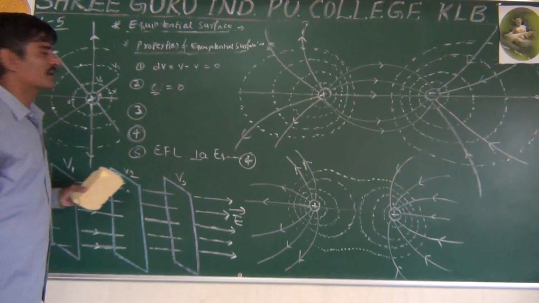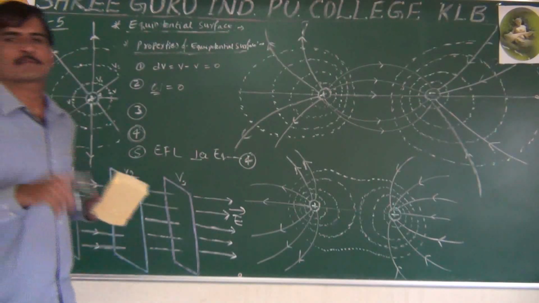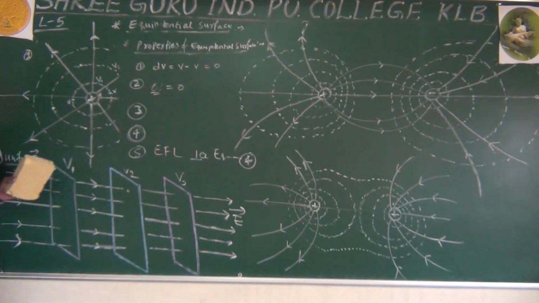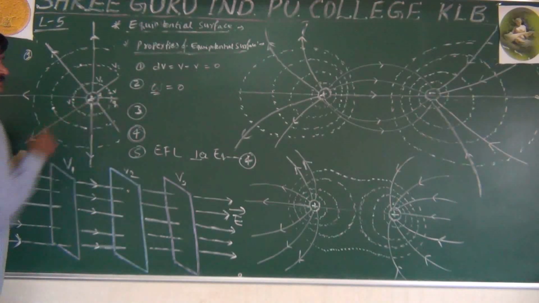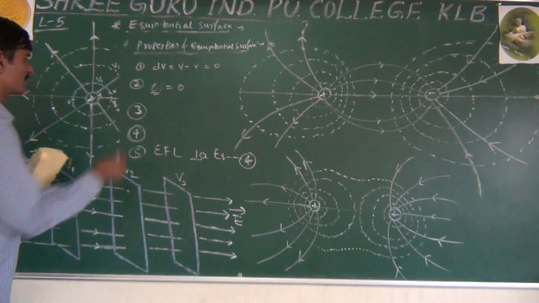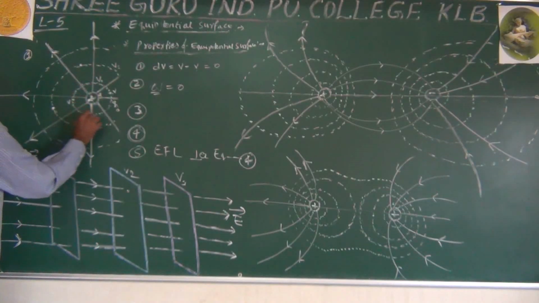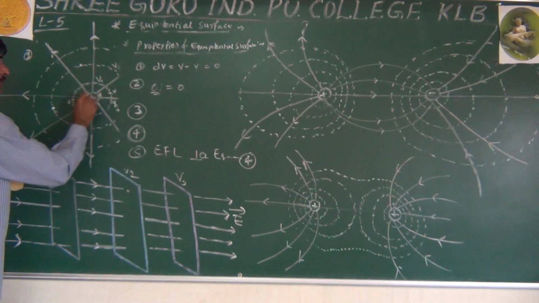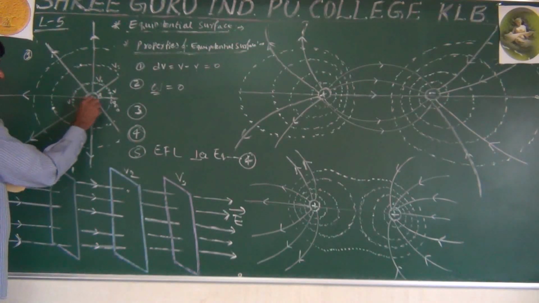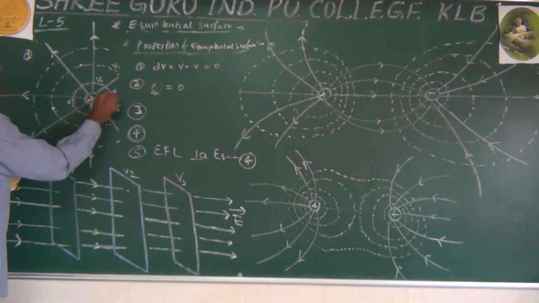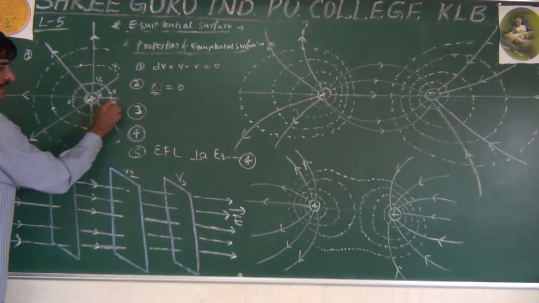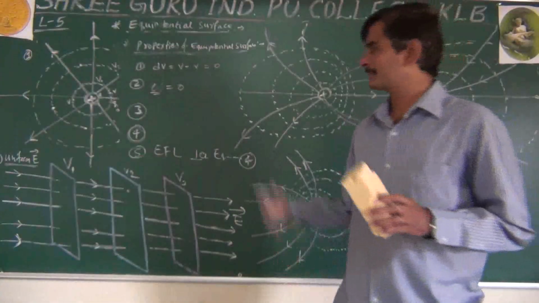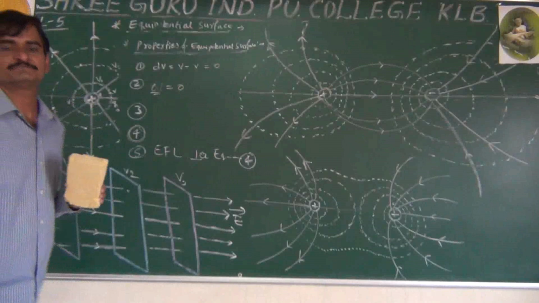The work done in moving a charge from one point to another point on an equipotential surface is 0. That means if a test charge, or whatever the charge is, is moving in a circular path around a source charge, then the work done in moving this charge will be 0. Did you get the idea? Can you imagine such a situation?